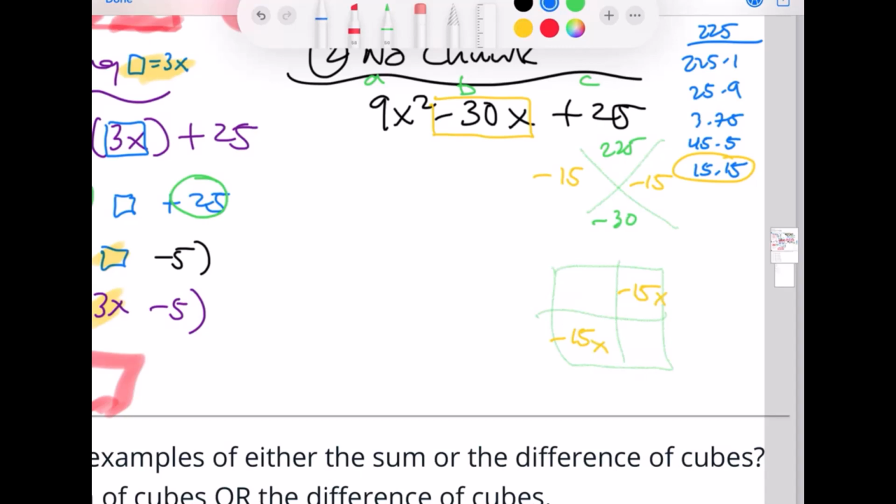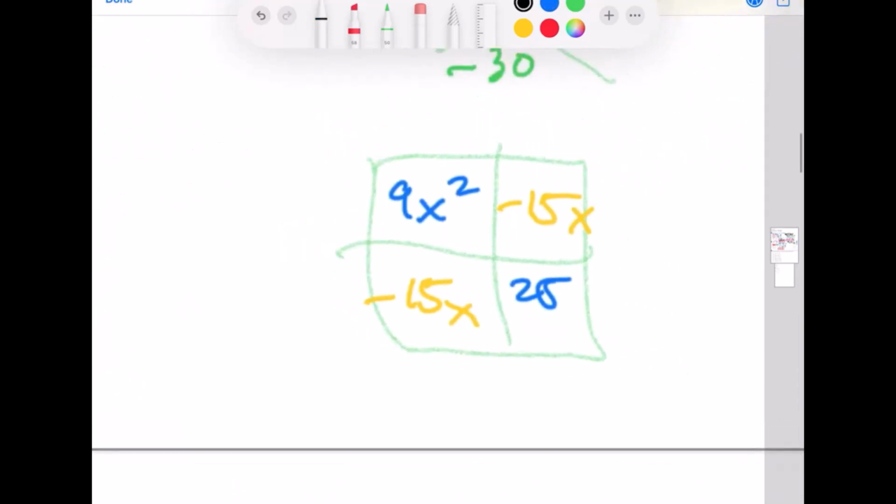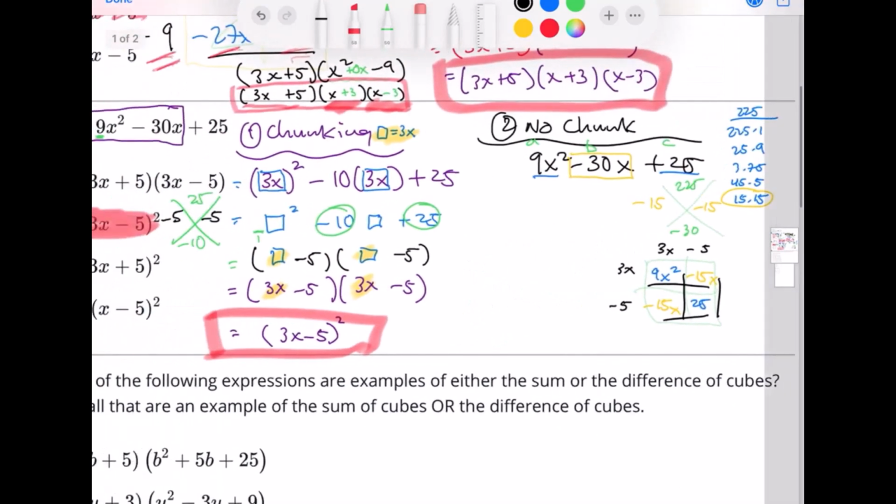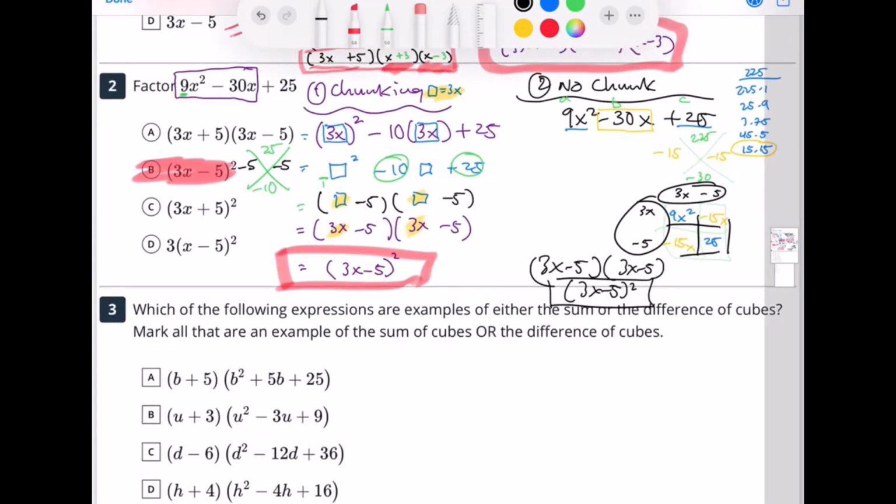Let's go ahead and write, this one's gonna go in the top left, this one goes in the bottom right, and we're just gonna factor that one. GCF in that direction will be a 3x. GCF in this direction will be a 5, and it looks to be a negative 5. Because if you go over here, GCF this way would be 3x and then a negative 5. And so 3x, you can see there is the same answer as the one to the left. You have two of those, so you can do exponent times 2. Okay? All right, so those are both methods.